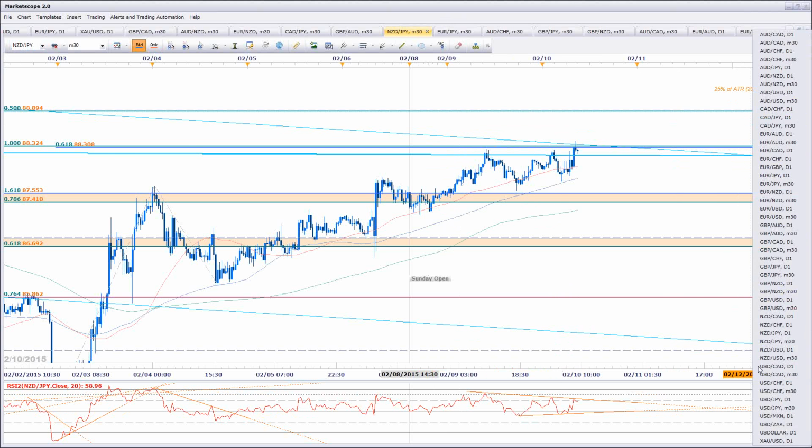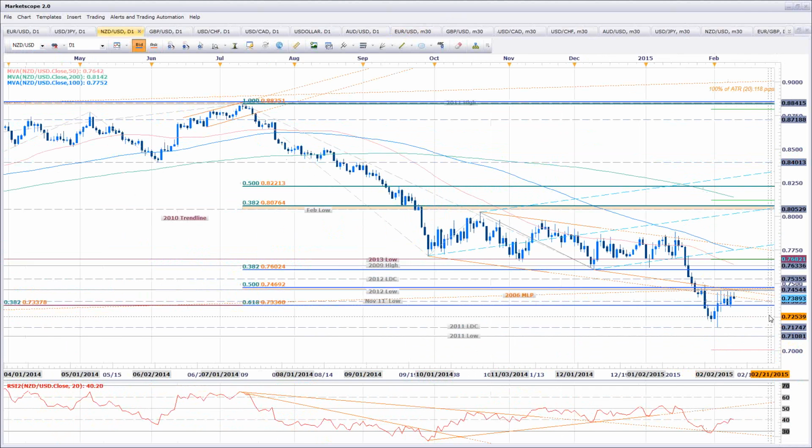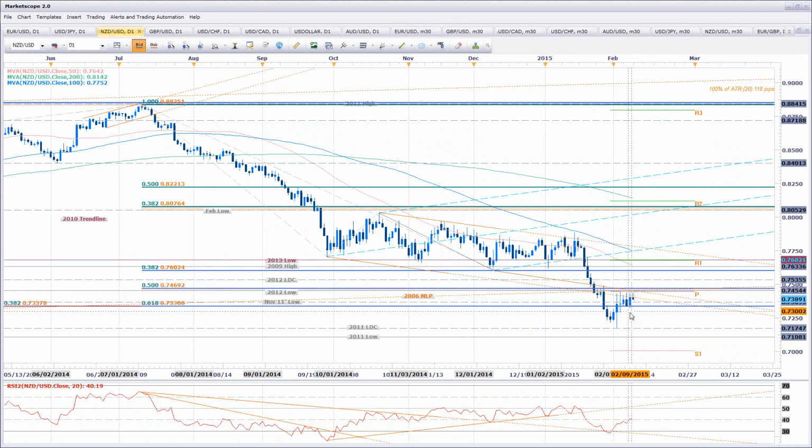Let me see what the Kiwi dollar is doing now that I'm interested all in the Kiwi. Yeah, so the Kiwi dollar is sitting real tight in that range. It's now the opening range for the week as well. The same range that we talked about at the close of trade last week.